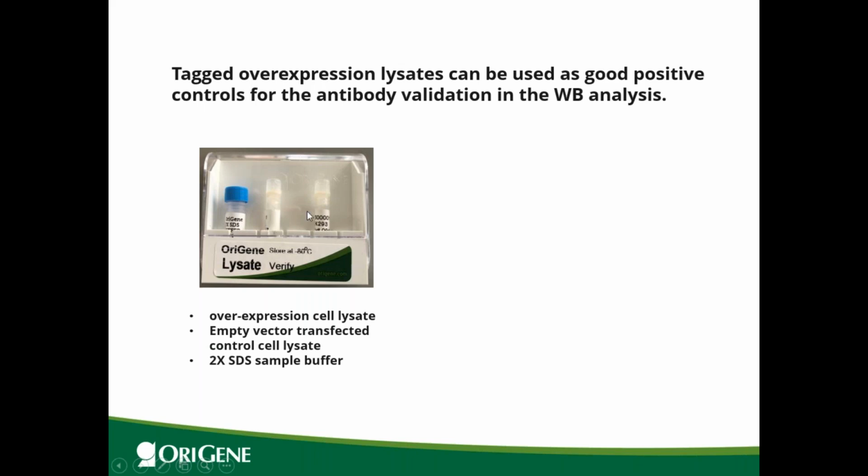Each of these lysates contains 1 well of overexpression cell lysate, 1 well of control lysate made from the empty vector transfected cells, and 1 well of SDS sample buffer. This lysate is ready to use for your Western blot analysis. You don't have to do the cloning, protein expression, and lysate preparation to do the test. You can get this lysate directly from OriGene.